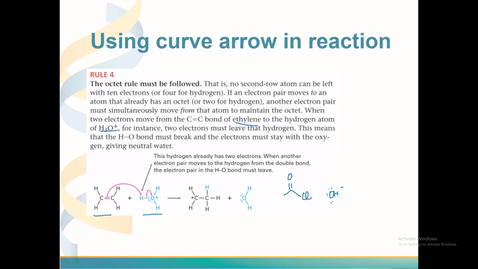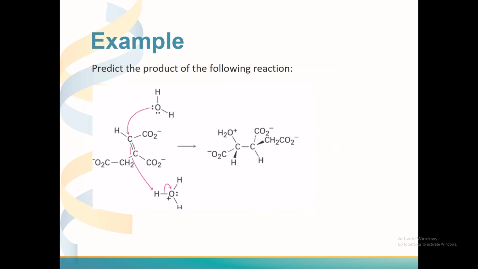Okay, this will go here, and then because of this carbon will have 10 electrons, which means at the same time, simultaneously, this double bond will have to go to this position to make it possible for a bond to happen. Here's an example. We have this product.